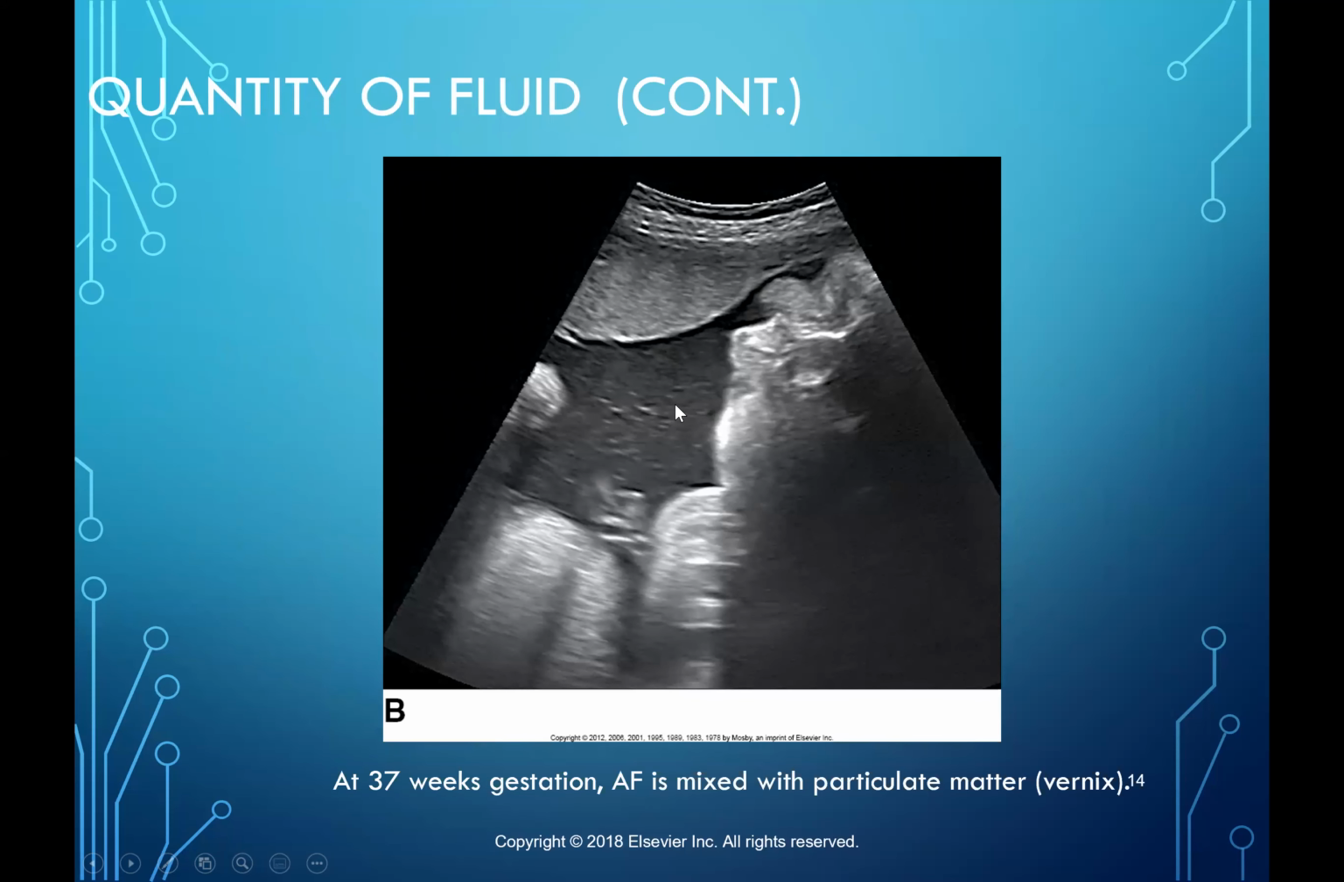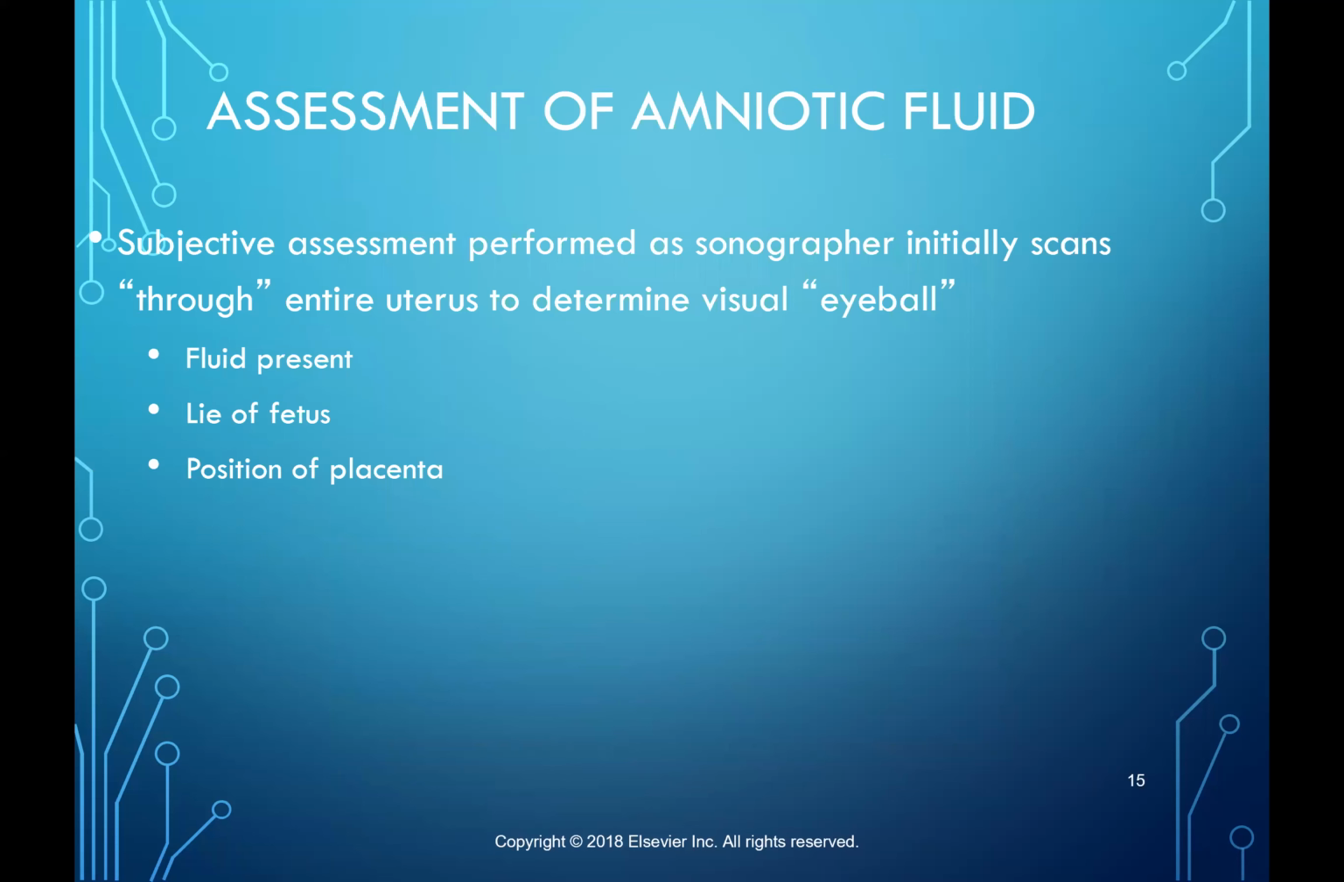Here's another. Sometimes, especially later on, like 37 weeks when the babies are at term, you can see these little spots, and that's the vernix. It's part of the skin, and that is kind of shedding off there. So sometimes it can look like that. That's normal.